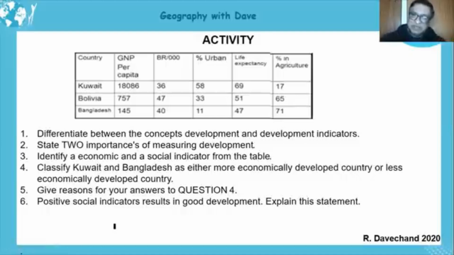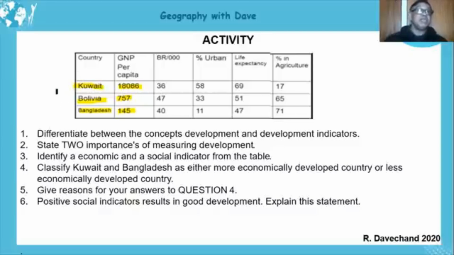Now, obviously, we have to do a little activity. Just a simple one, for us to reflect on what we did for this lesson. Let's look at what's given to us. They gave us 3 countries: Kuwait, Bolivia, and Bangladesh, and they gave us statistics. Per capita is 18,086 in terms of dollars. Bolivia, 757. Bangladesh, 145. Massive difference, eh? You can already start looking at it.